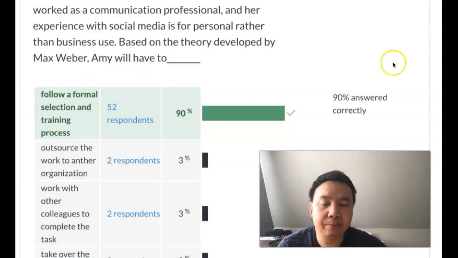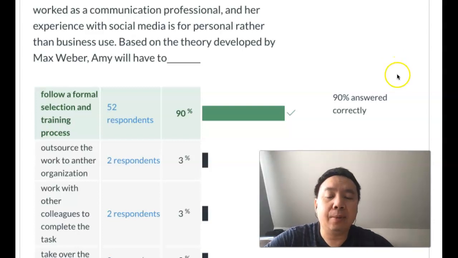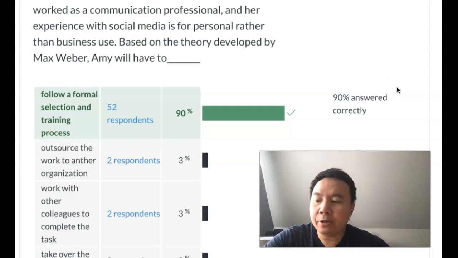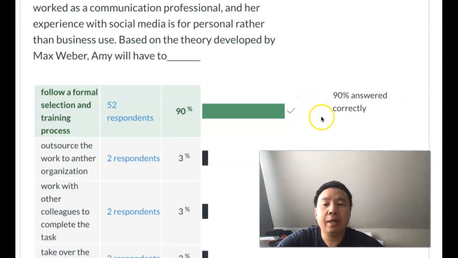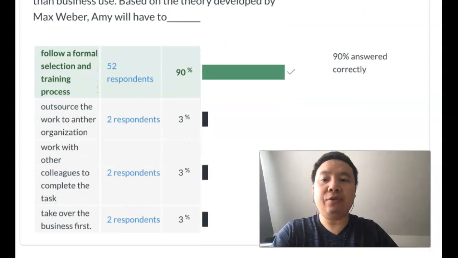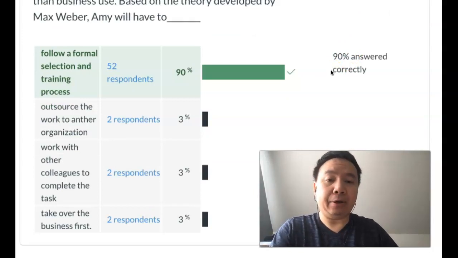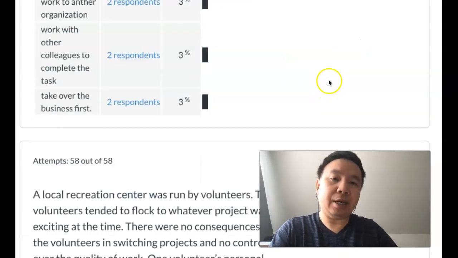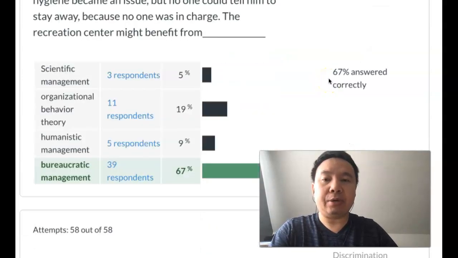So one of the first principles is called task specifications, right? And the principle also includes that they would like to have a formal selection. So basically, the principle mentions that for all managers, when you're hiring people, you need to hire based on their qualification, not based on your relationship with them. So think about it: based on the theories developed by Max Weber, Amy will have to follow the formal selection and training process in order to be selected by the organization, right? So this is a correct answer. We see 90% of students answer that question correctly.